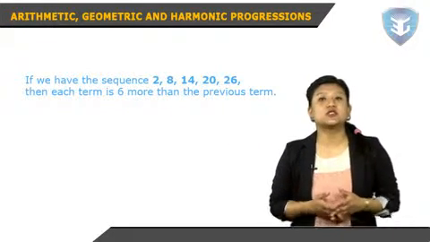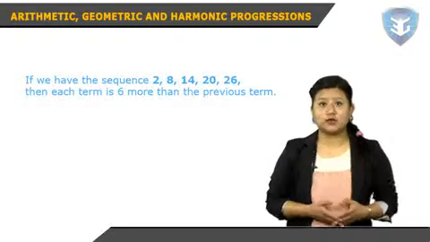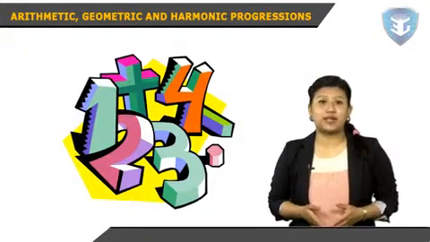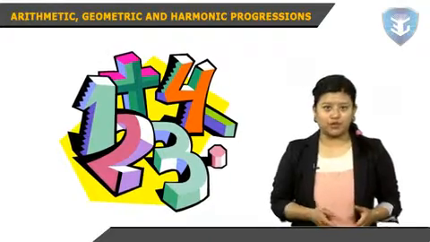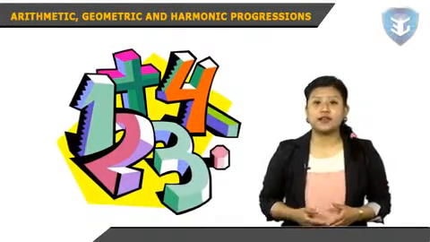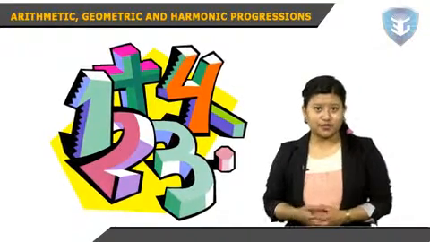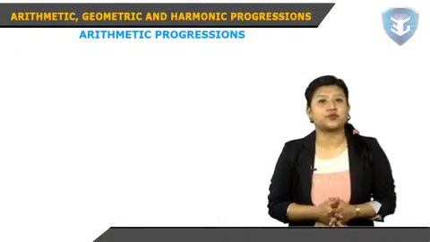If we have the sequence 2, 8, 14, 20, 26, then each term is 6 more than the previous term. This is an example of an arithmetic progression, AP, and the constant value that defines the difference between any two consecutive terms is called the common difference. Let's now discuss the arithmetic progressions.